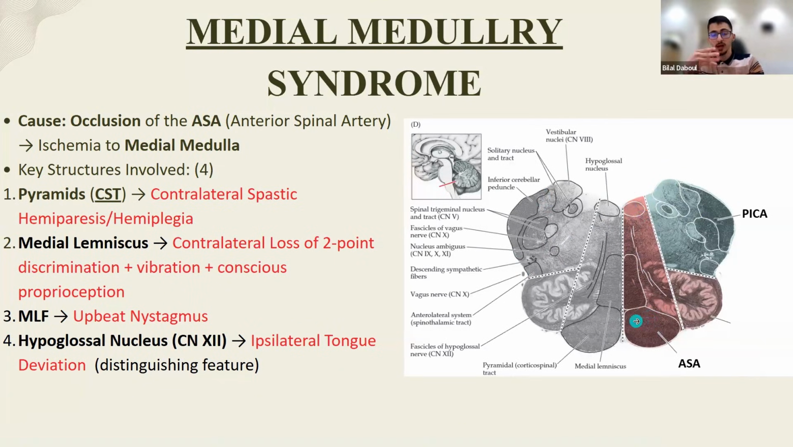Again, the 4 major structures involved, ventral to dorsal: pyramids, medial lemniscus, MLF, medial longitudinal fasciculus, and the hypoglossal nucleus, which is GSE, motor supply to the intrinsic tongue muscles. You would have ipsilateral tongue deviation secondary to unopposed action of the oppositely placed functional muscles. And that's it for medial medullary syndrome.